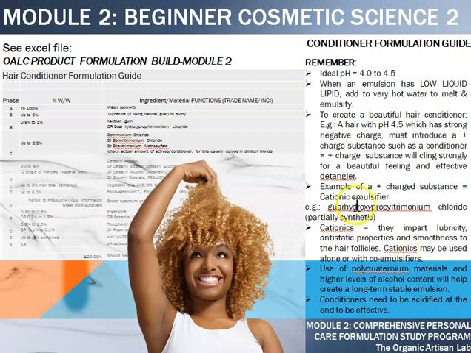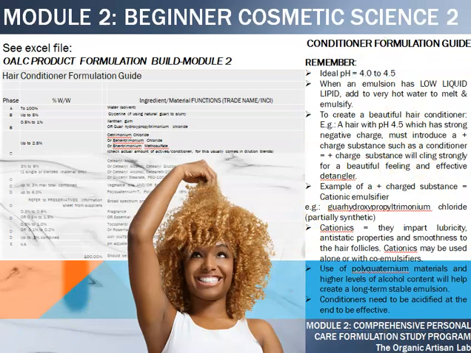Okay, conditioners need to be acidified at the end to be effective. That's why we will be adding citric acid solution at the end, once the emulsion has formed, so that we'll be able to alter the pH of our conditioning formula, because the ideal pH that we would like to achieve is 4 to 4.5.